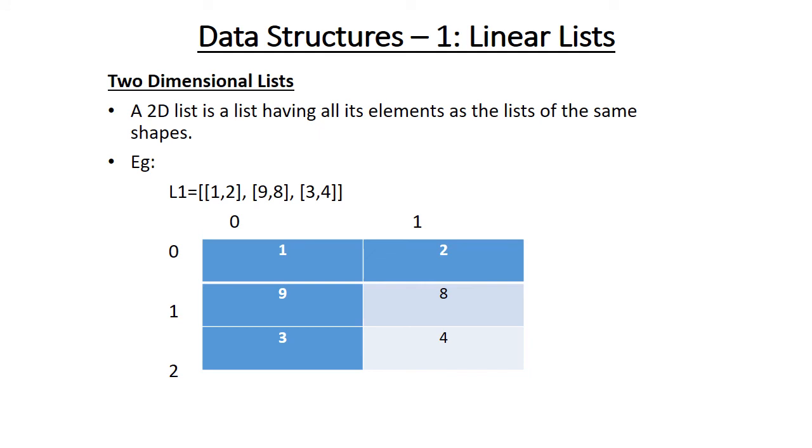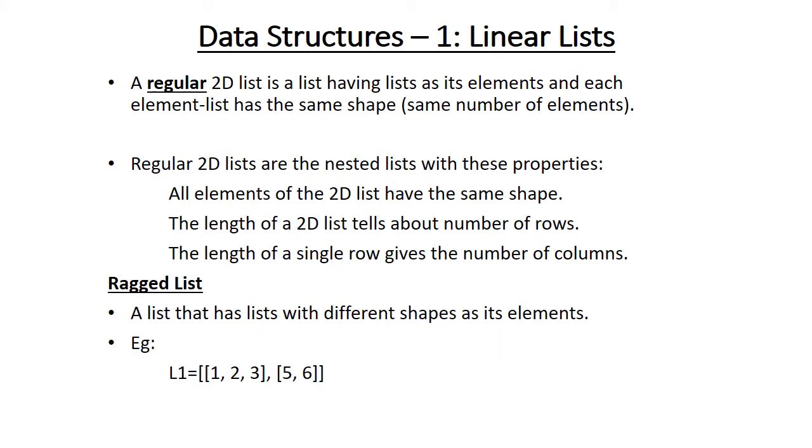Two-dimensional list. A two-dimensional list is a list having all its elements as lists of the same shape. An example is given below. A regular two-dimensional list is a list having lists as its elements, and each element list has the same shape, that means the same number of elements. Regular two-dimensional lists are nested lists with these properties. All elements of the 2D list have the same shape. The length of a 2D list tells about the number of rows. The length of a single row gives the number of columns.